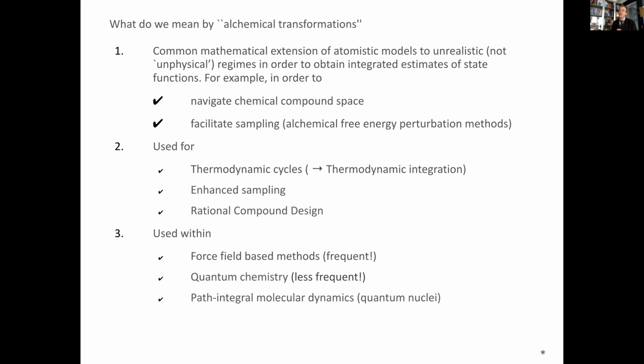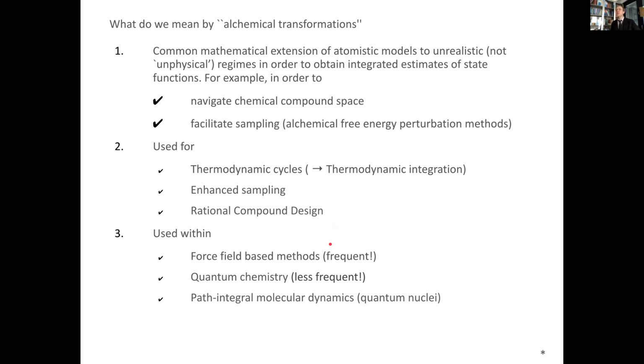A typical application of this is that chemical compound space is sampled this way, so differences between different chemical compounds can be obtained. But you can also use this to accelerate sampling, because it basically extends the dimensionality of our phase space, the configuration space that is being sampled when you run molecular dynamics, for instance. That is also known as alchemical free energy perturbation methods. So typical applications include thermodynamic cycles, this enhanced sampling, or compound design tasks, as we are mostly focusing on in this course.